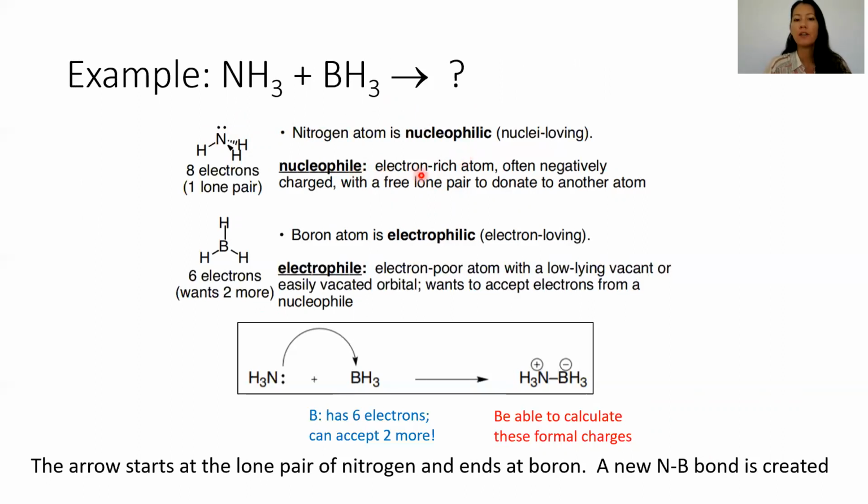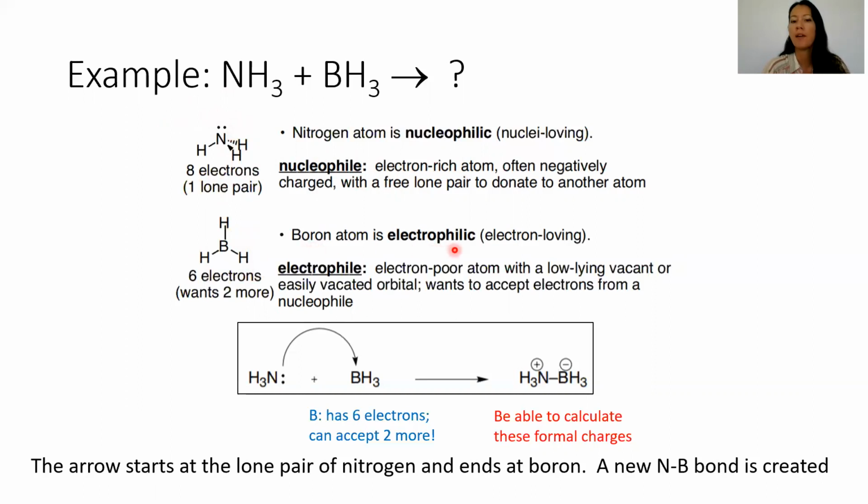So a nucleophile, which nitrogen is here, this molecule, ammonia, the nitrogen in that is an electron-rich atom. Sometimes nucleophiles can be negatively charged, and it has a free lone pair, which it can donate to another atom. The opposite of that would be an electrophile. So the boron atom is electrophilic.